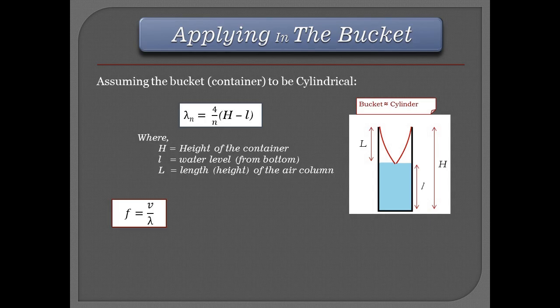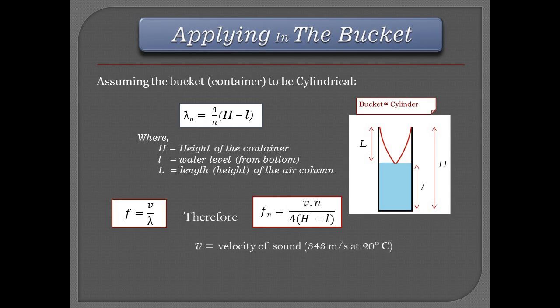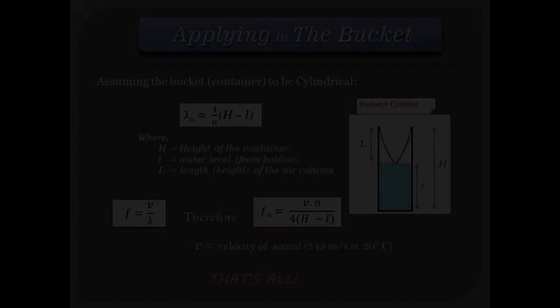Now, the frequency of a sound is given as velocity upon wavelength. Therefore, the frequency for the nth harmonic will be given as f_n = nV / (4(H - l)). In this formula, we can see that as small l approaches H, the frequency increases. That is, when the water level increases, the frequency of the sound will also increase and will be maximum when the bucket is completely filled, which gives us a high-pitched, low-loudness sound. And that is all the physics behind the concept that we have shown.